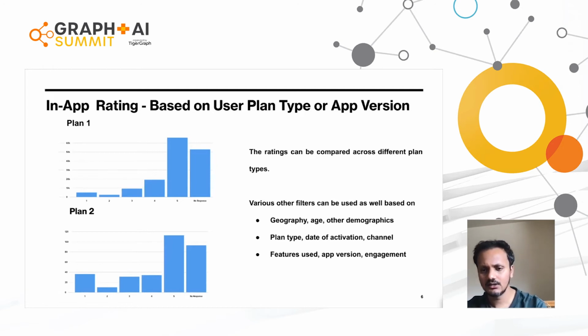And lastly, you can also see based on features used. Let's say there's feature 1 and feature 2. You can see people who are using feature 1 giving a higher rating. So you can compare between features as well. You can compare app version as well, especially in mobile if you're constantly updating the app. And lastly, engagement. Some users are highly engaged, some are moderately engaged, some are very dormant. So in that case also you can see whether that is materially impacting your satisfaction.